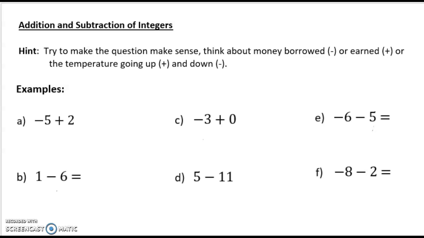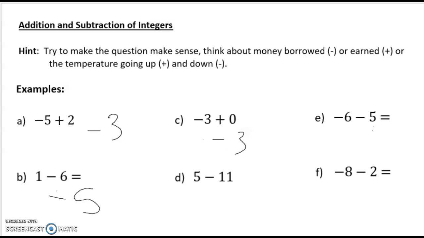So for these examples, it's -5 outside, but it's going up 2 degrees, so it's getting 2 degrees warmer, so it's going to be -3 now outside. Going down to B, it's 1 degree, but it's going down 6 degrees tonight, so now it's going to be -5. C, it's -3, but the temperature is not going to change overnight, so it's staying -3.